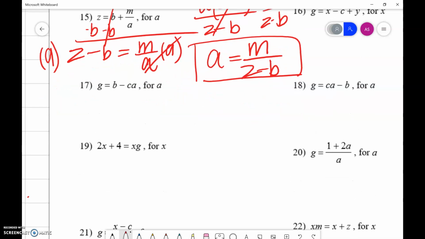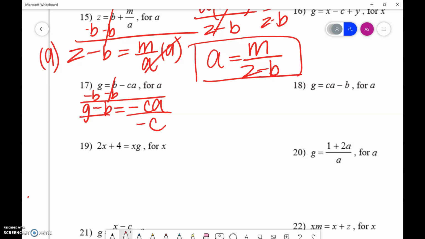All right, my next one. I'm going to subtract B from both sides. I have G minus B equals negative CA. Then I'm going to divide by negative C, and my final answer will be A equals G minus B over negative C.